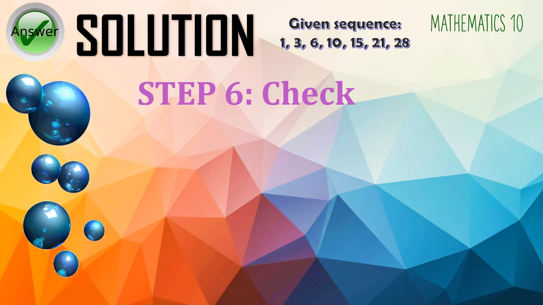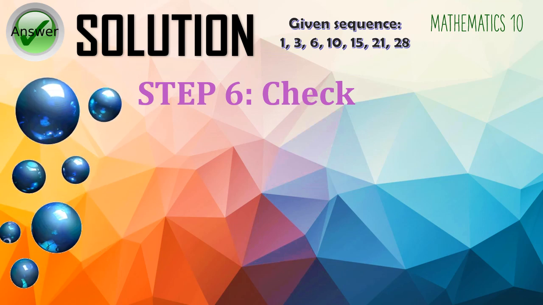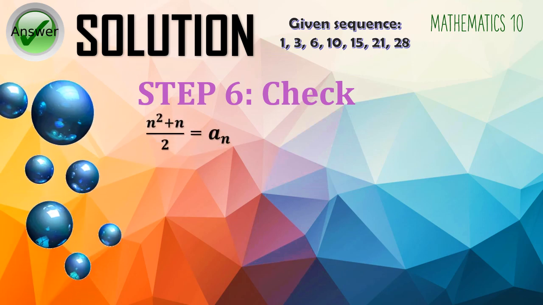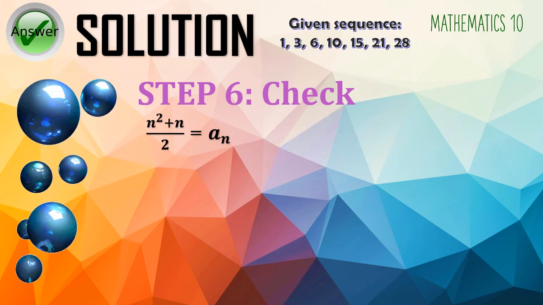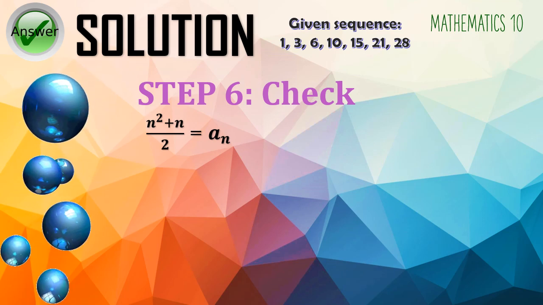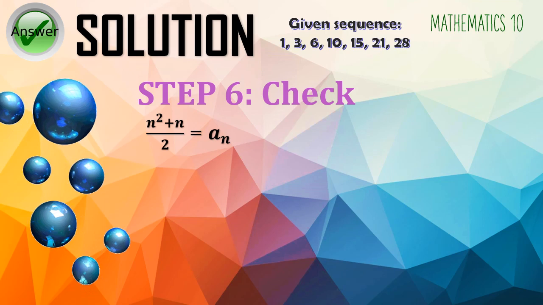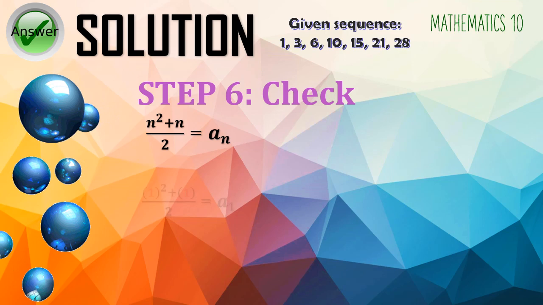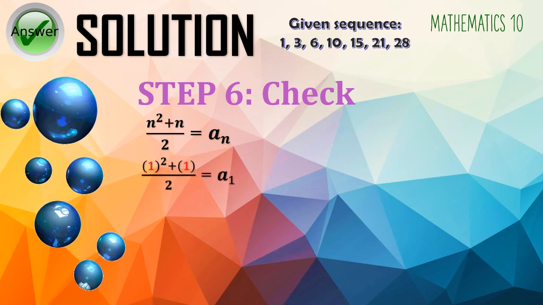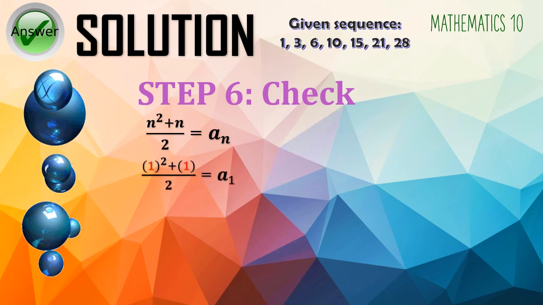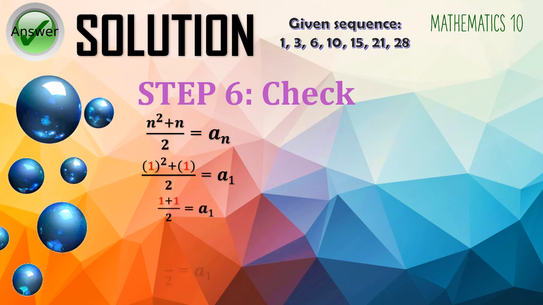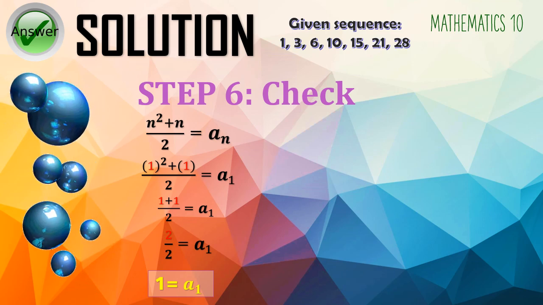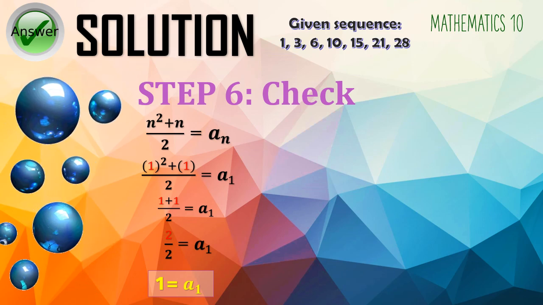So let's check the first term. n squared plus n divided by 2 equals a sub n. That's what we got a while ago, the general term. So substituting 1 to check the first term. 1 squared plus 1 all over 2. So we'll have 1 plus 1, it's 2. 2 over 2, it's 1. So it's correct. Our first term in our sequence is 1.